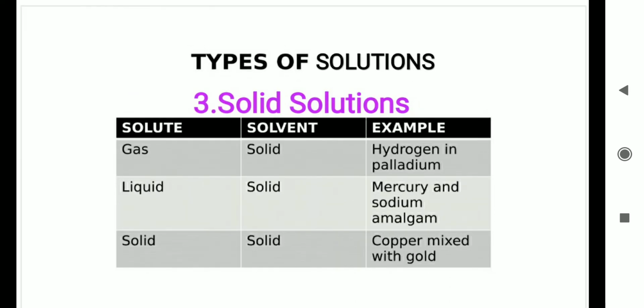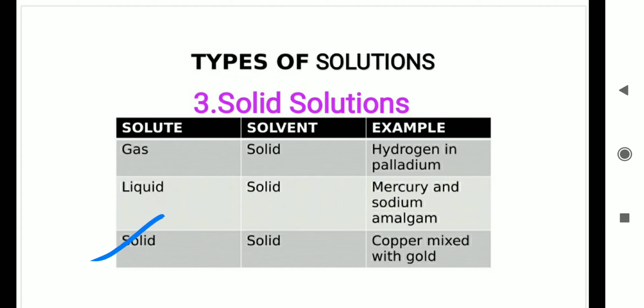The third type is solid solutions. Here the solvent is solid, but the solute can be gas, liquid or solid. Example of gas in solid solution is hydrogen and palladium. The hydrogen is gas and palladium is in solid form. Next is liquid in solid solution. Here the liquid is mercury. Mercury is in liquid form and solid is sodium, and their mixture is called as amalgam.